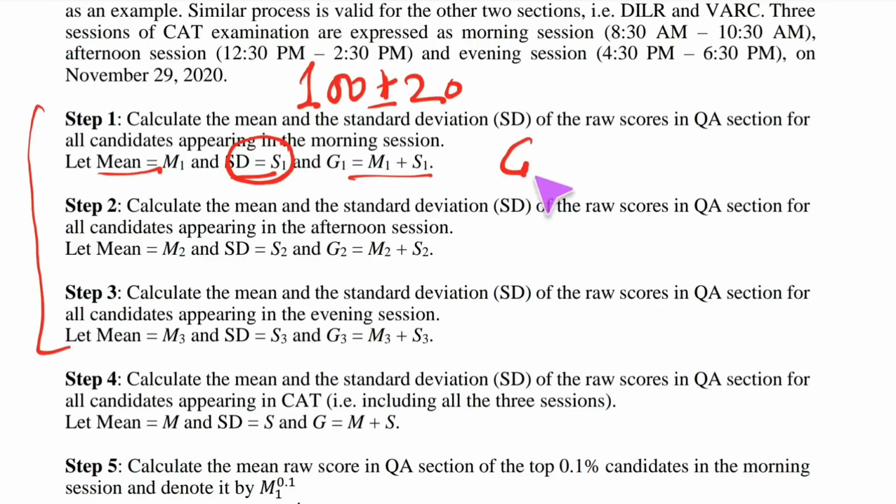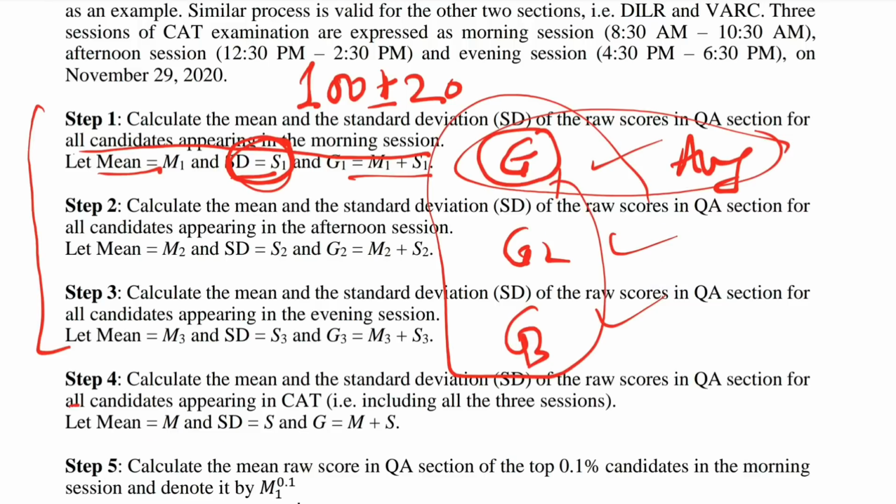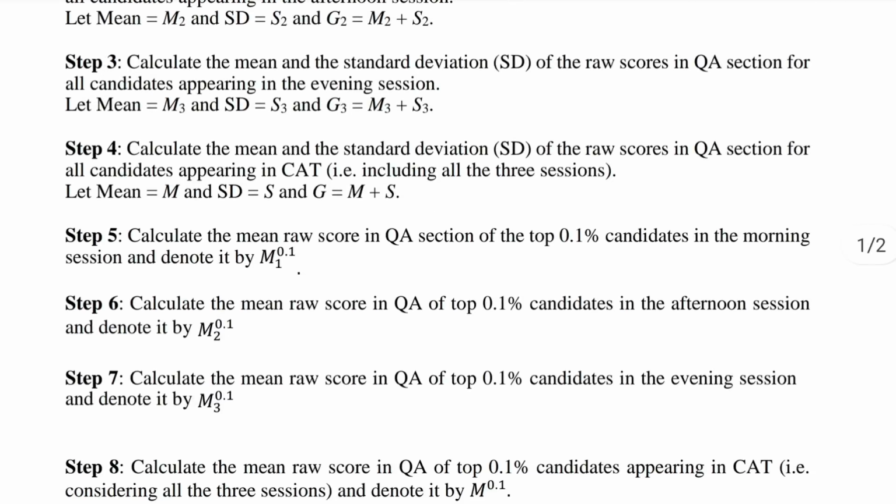So G comes out to be the total of all the students who are appearing for the exam. G1 is the score of the average, the average of all the scores, which is mean plus standard deviation together. In the same way G2 is the average of slot 2 and G3 is the average of slot 3. And together, for all the students who appear for the CAT exam, it is G, the average of all the students.